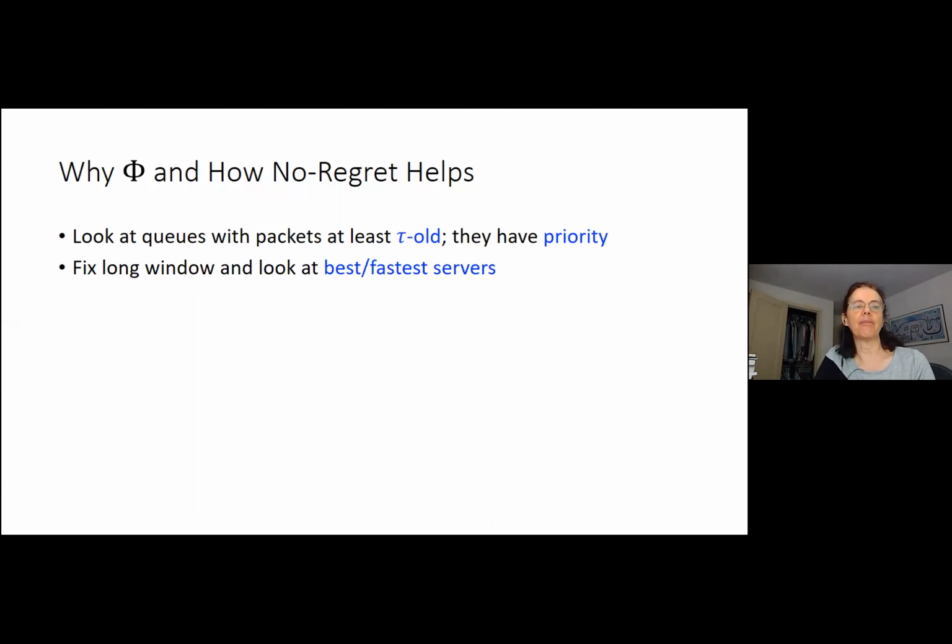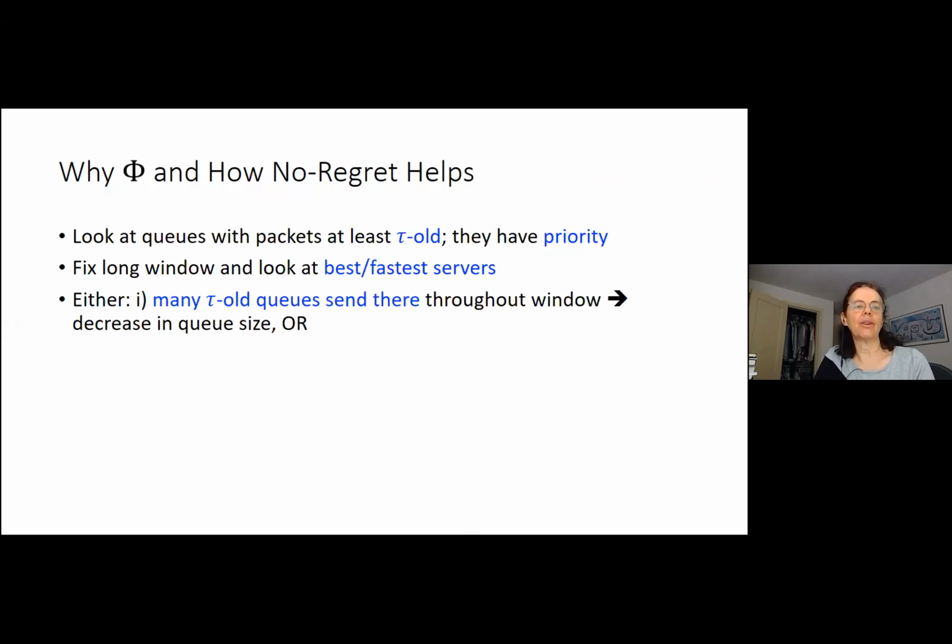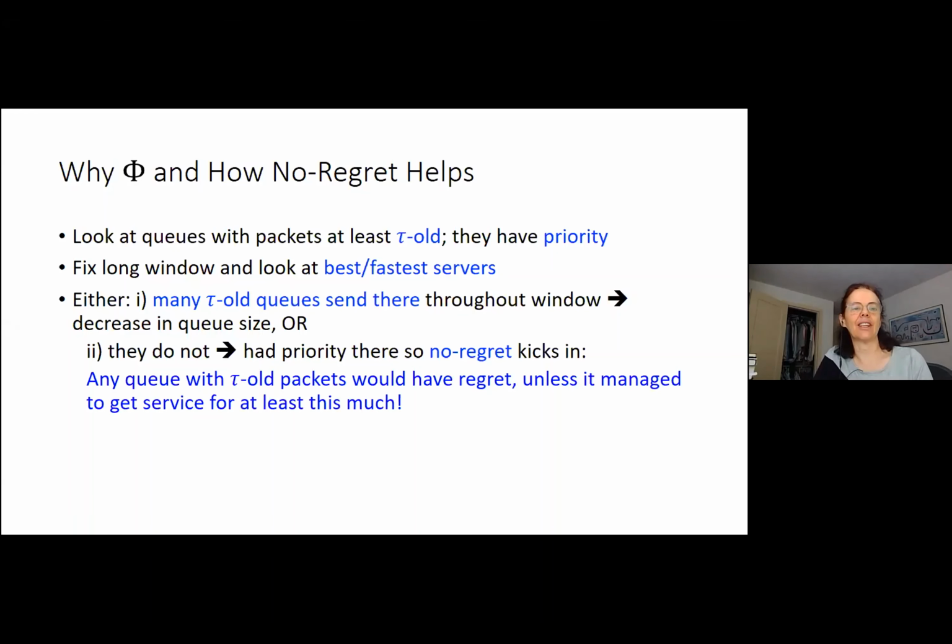So one of two things will happen. If I look at a time window, either the best servers will get a lot of tau queues sending them packets, and then in expectation, a lot of them will get served because they have priority. One of them will get served always. Or they don't send enough, but they would have had priority, which means they should regret not doing it. There is a single server out there that would have been really good for them. The no regret condition guarantees that, well, maybe they're not sending here, but they're doing at least as well as had they sent it, and therefore they're actually doing quite well also. And this is exactly what's giving us the bound.